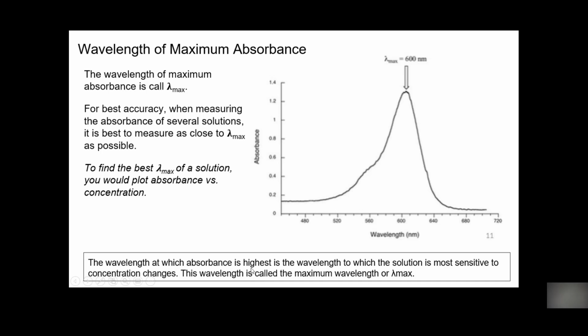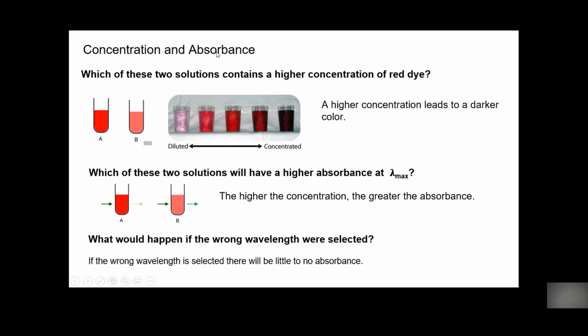The wavelength at which absorbance is highest is the wavelength to which the solution is most sensitive to concentration changes. This wavelength is called maximum wavelength, or let's just leave it at maximum wavelength. So again, if you had different solutions, you would plot. That's where this lab is leading, if you haven't read it, where you're going to create graphs. You would plot absorbance versus concentration to determine the maximum absorbance.